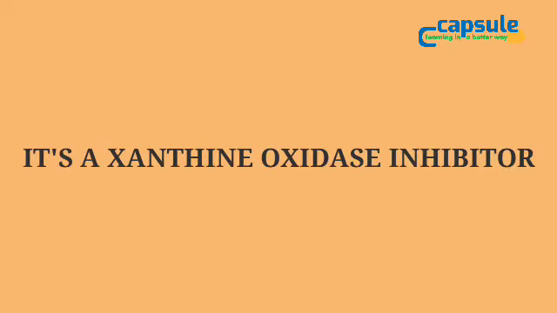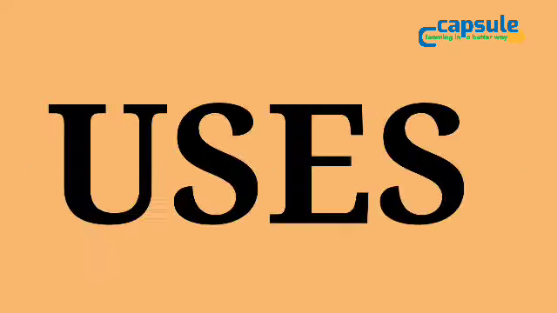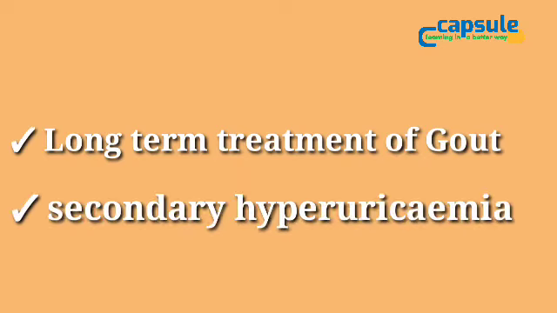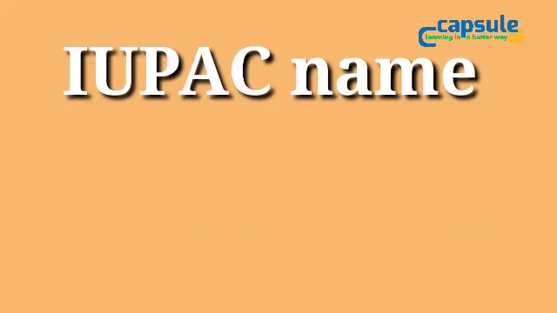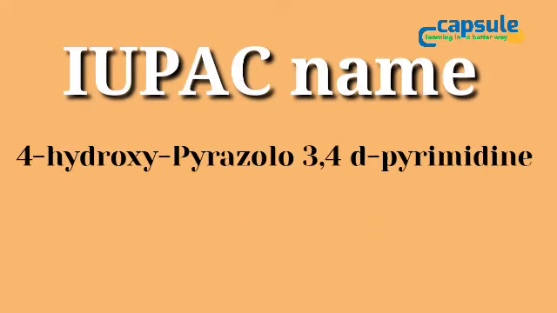So what is allopurinol? It's a xanthine oxidase inhibitor. Let's see its uses. It is used for the treatment of gout, long-term treatment of gout especially, and secondary hyperuricemia. And these are the treatment options of allopurinol.